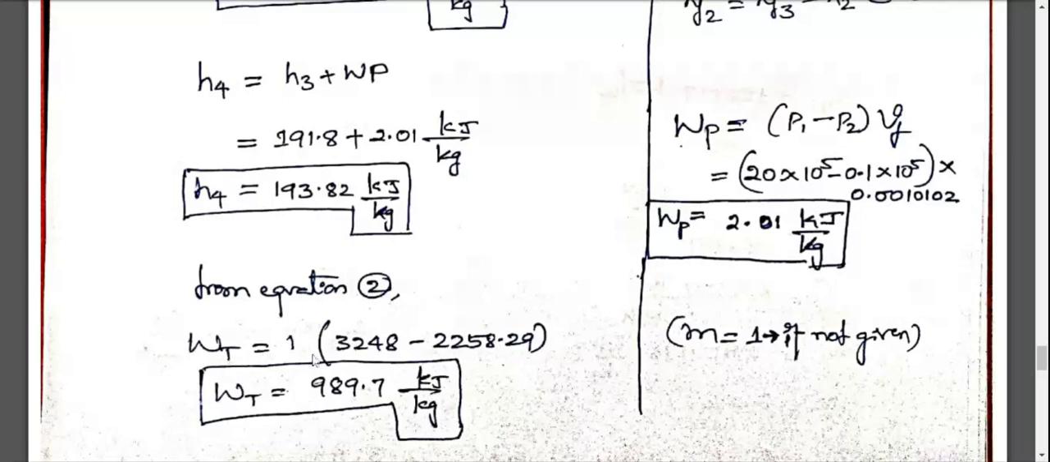Wt is equal to m, which is 1 kg. He has not given it in the numerical. In the previous problem he had given 9.5 kg per second, in lecture number 5, numerical 5, where you took m equal to 9.5 because it was given data. But here he has not given any data related to mass flow rate, so we'll assume it as 1. This is the H1 value, the given value, minus the H2 value. Subtract these two, you will get 989.7.